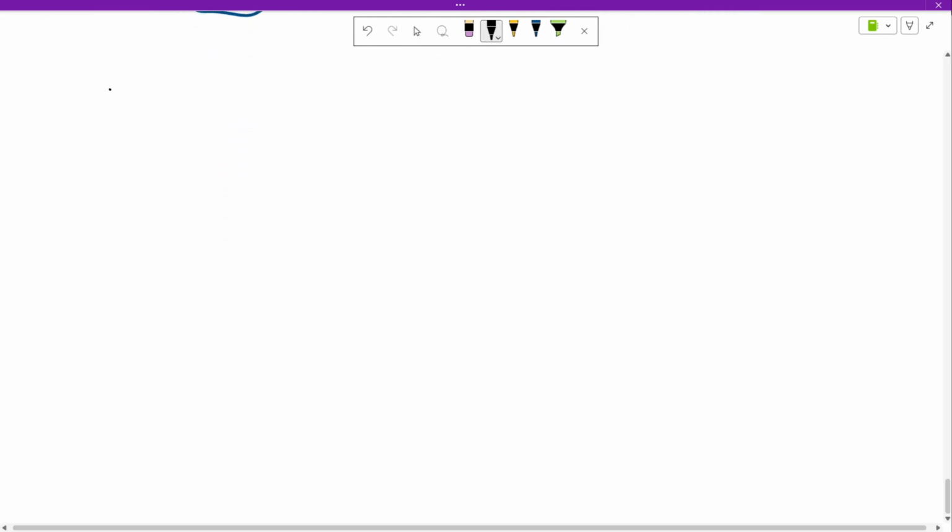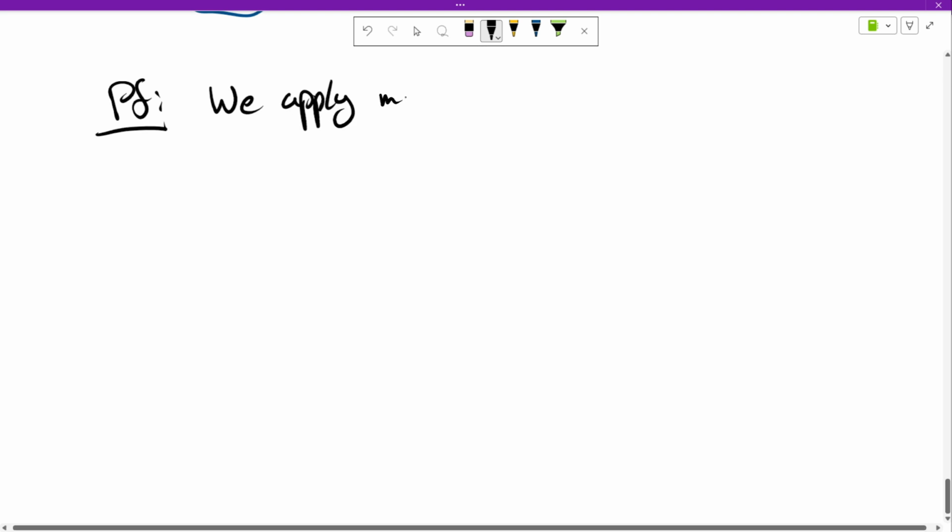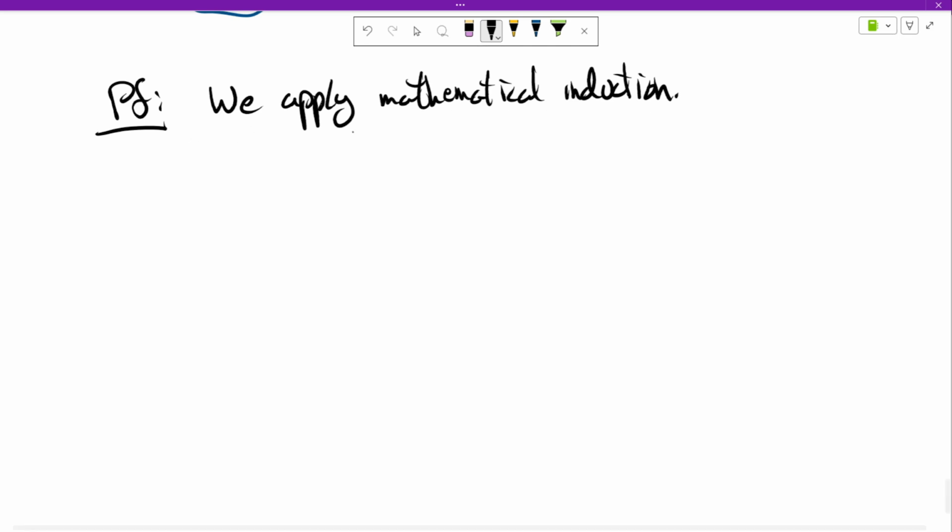So let's be formal. Again, proof. We apply mathematical induction. I've been trying to start these first sentences in a bunch of different ways. There's a bunch of different ways in how you can say we're going to use induction. But you should always tell your reader what you're doing, because the reader is not a mind reader, unfortunately.